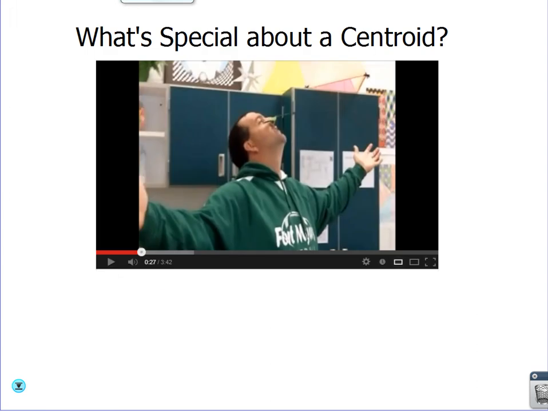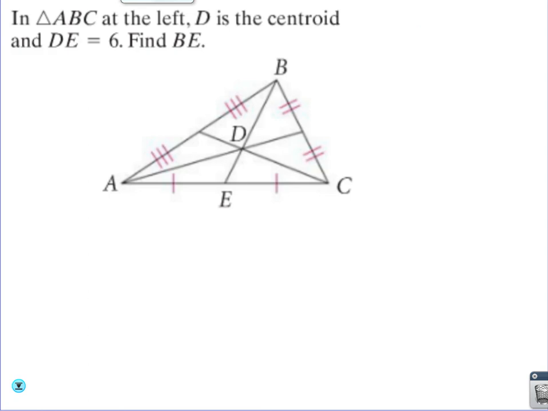So with that said, here we go. First step, well, there's a picture of a guy balancing a triangle on his nose. Moving on. Before we find centroids, let's work this problem. It says in triangle ABC below, D is the centroid.